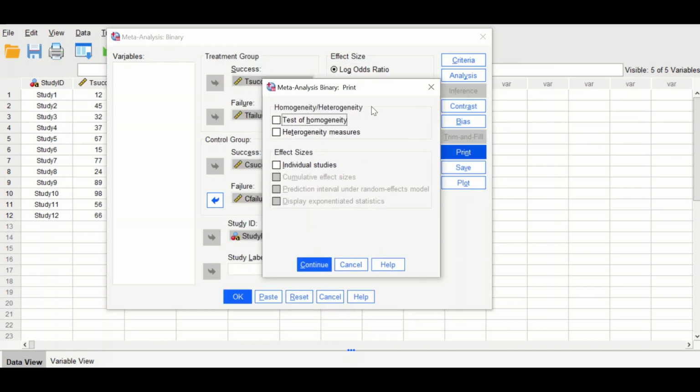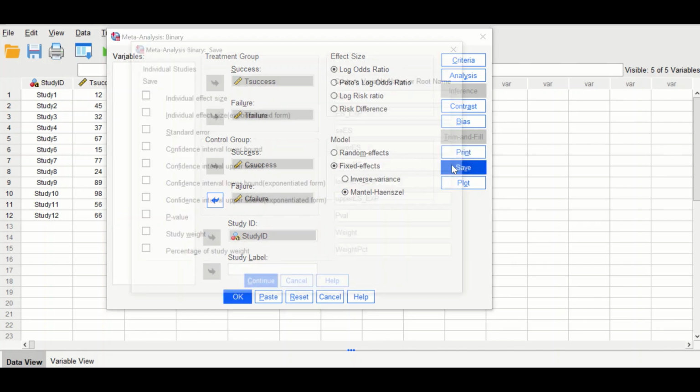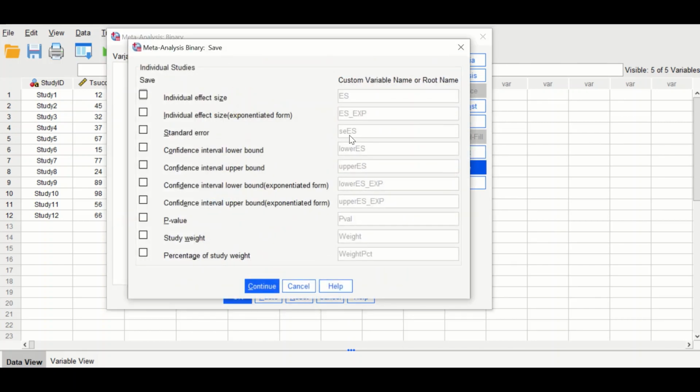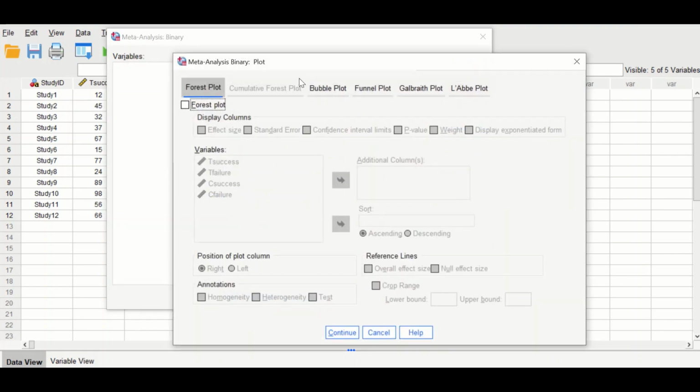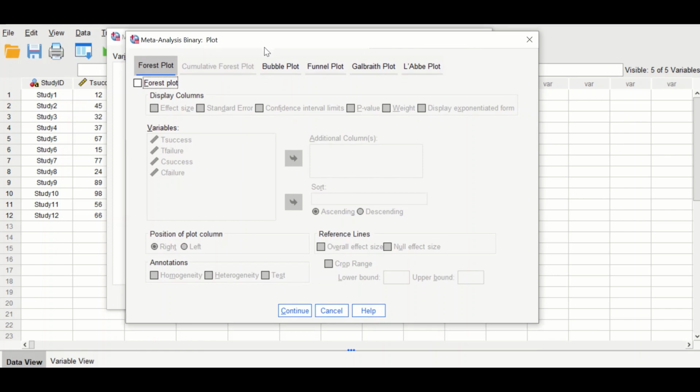And for printing the output from a binary meta-analysis, tick on the test of homogeneity, heterogeneity measures, and effect size for individual studies, and display the exponential statistics. Click on continue. For save, we are not going to make any changes here. For the plots, I am interested in generating two important plots.